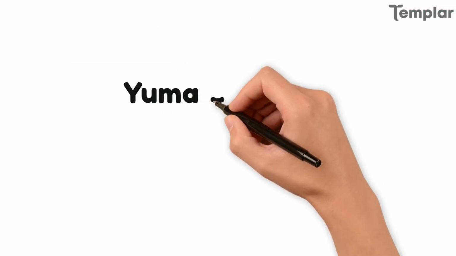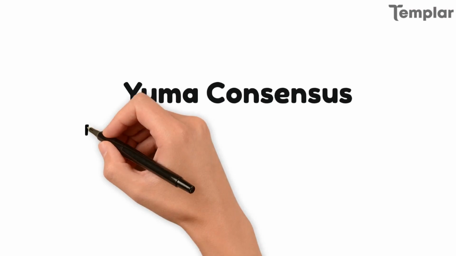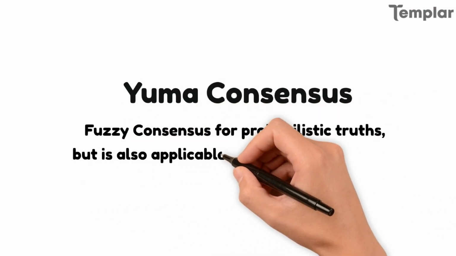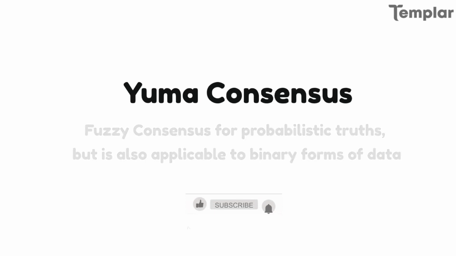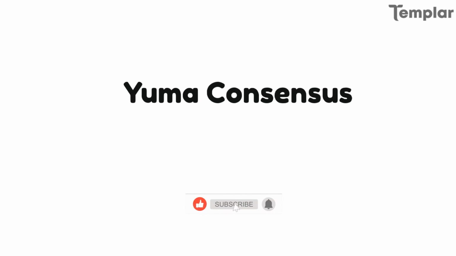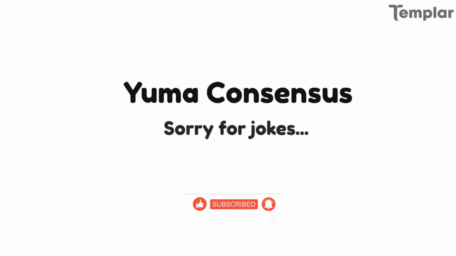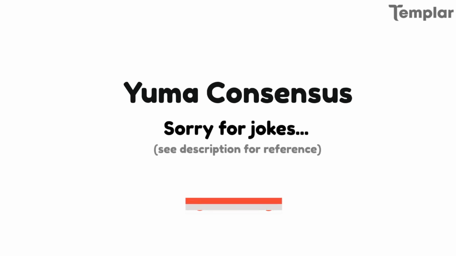So I guess now you can impress your friends by telling them about fuzzy consensus for probabilistic truths that is also applicable to binary forms of data. In my next video, I'll go over how turbo encabulators work and how alignment with the parametric FAM is crucial to preventing side fumbling.